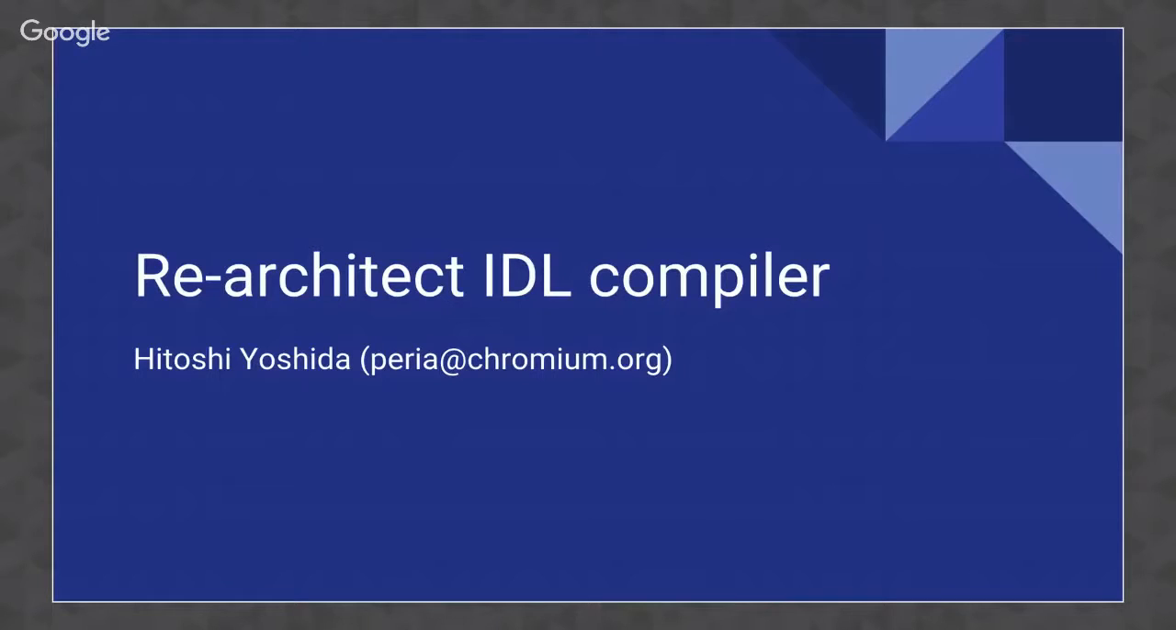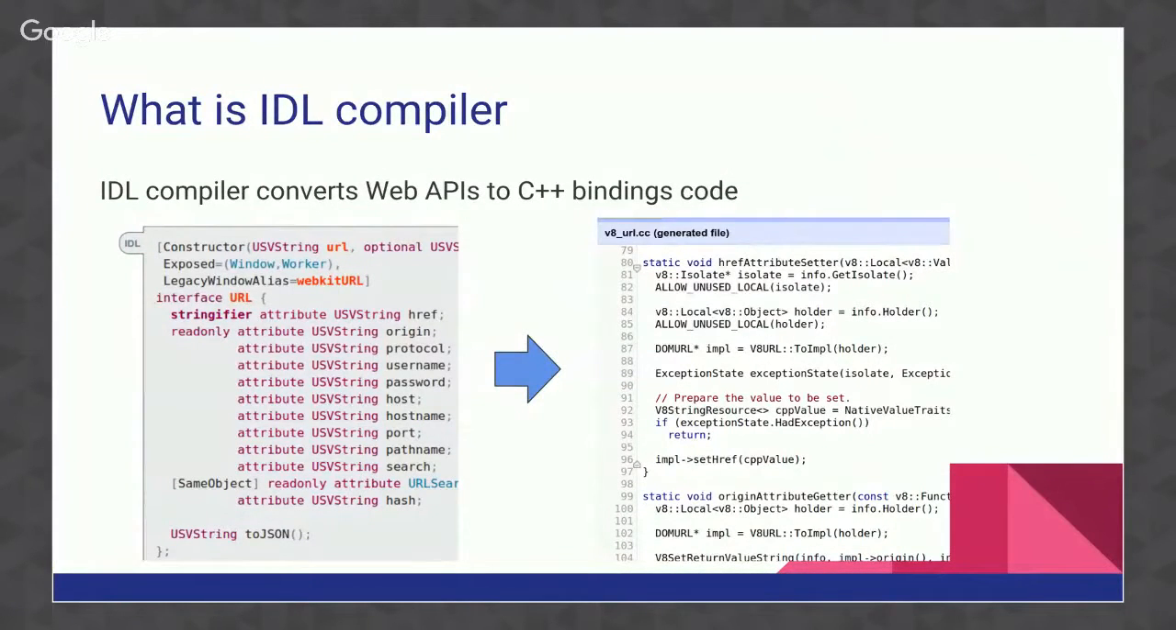So I'll continue about the re-architecture of the IDL compiler. Well, first, let me introduce the IDL compiler. What it does: the IDL compiler converts the web APIs defined in IDL into C++ binding code, as you see in the slide.